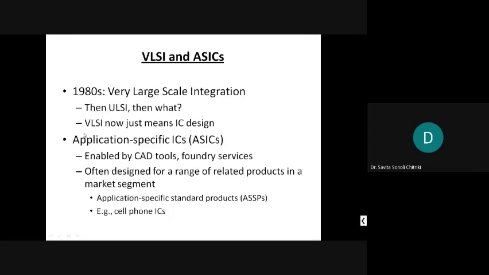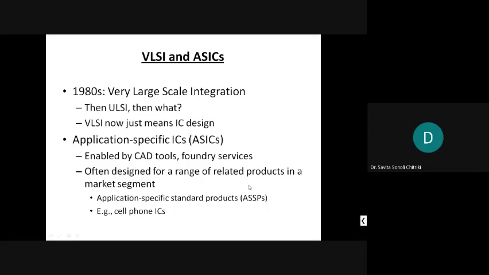So application specific instruction computers, or even ICs, you can call integrated circuits. This is enabled by the CAD tools. We are using CAD tools now for digital design, right? CAD tools, foundry services. So what will happen before you design the chip? You write the design specifications, you write the coding, then you convert it, then you see the simulation, then you try the implementation, and finally the chip is fabricated.